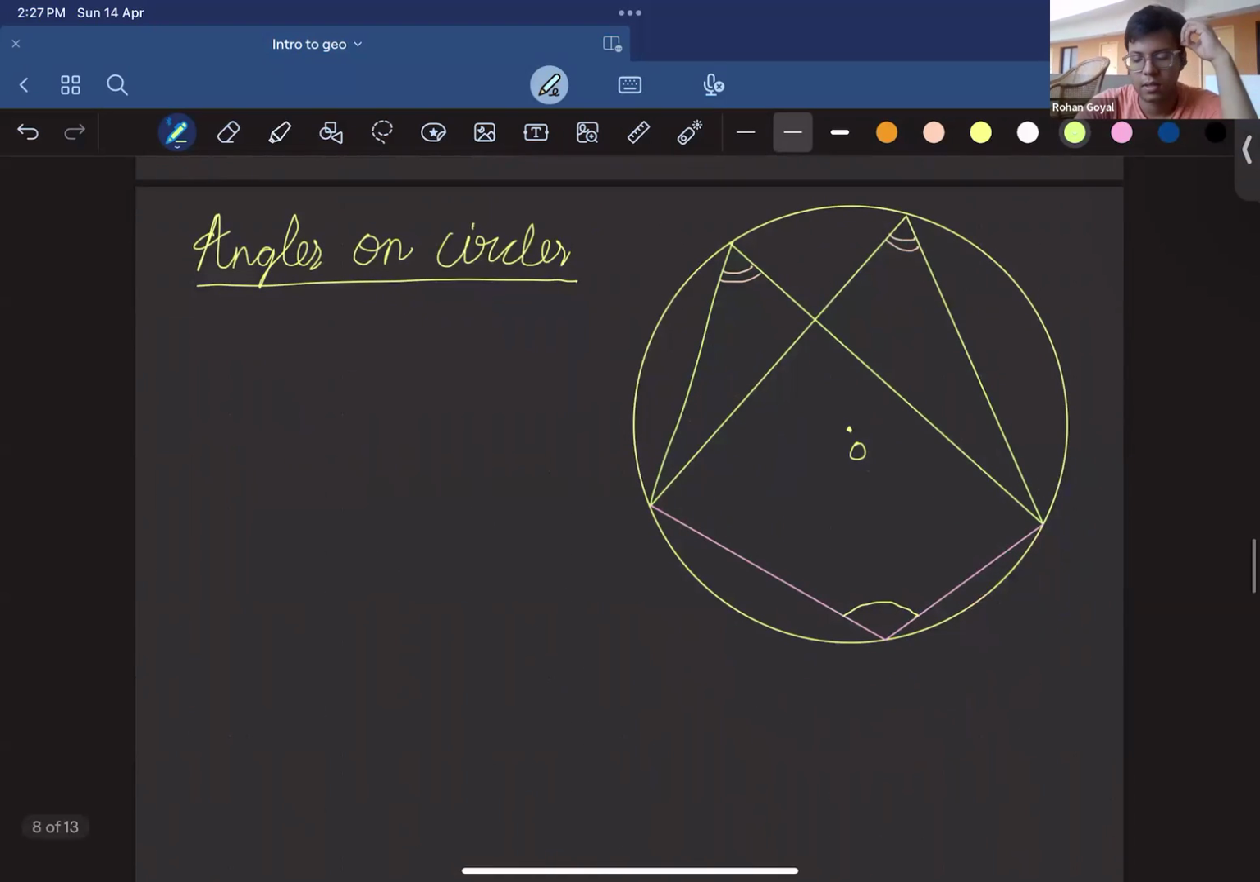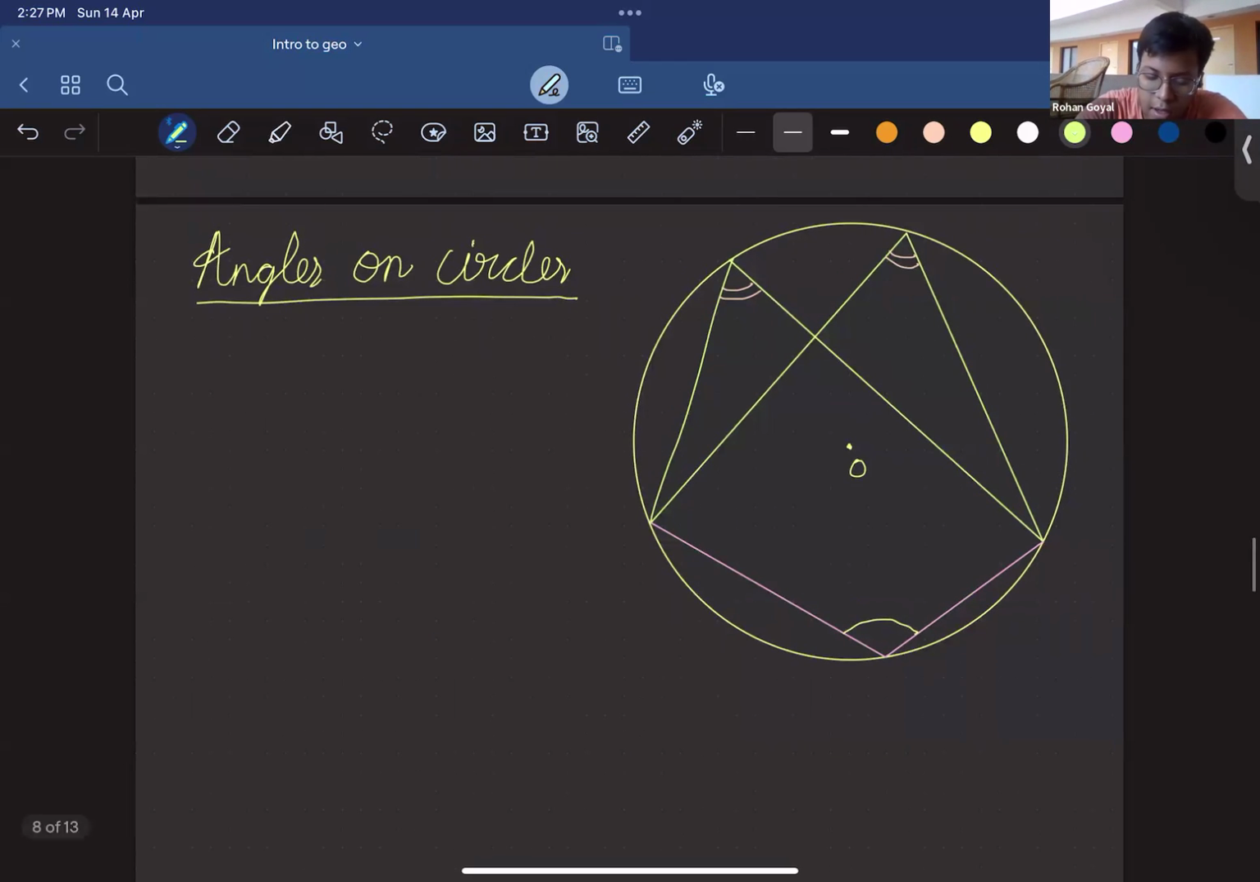Okay. Then finally, the other element. Yes. The final elementary thing that I want to talk about is this thing on angles on circles.